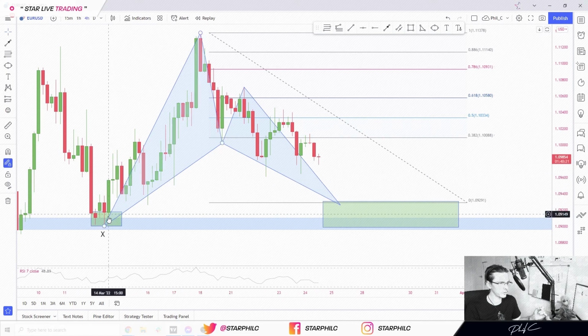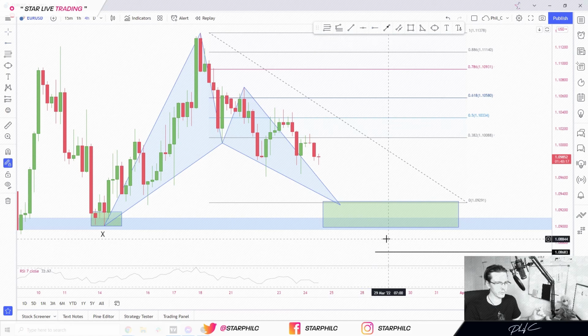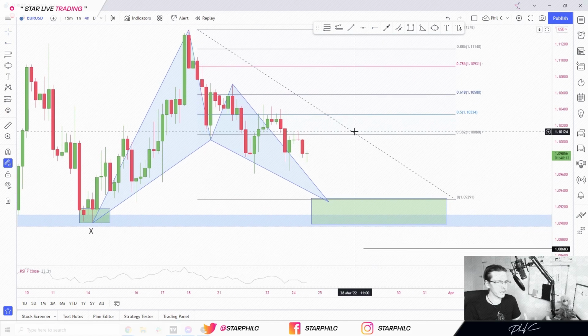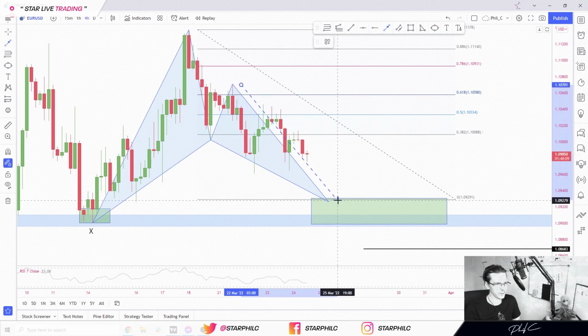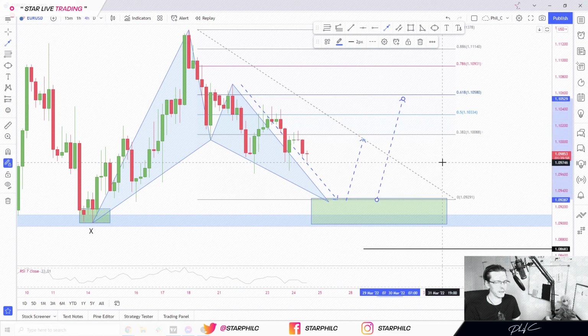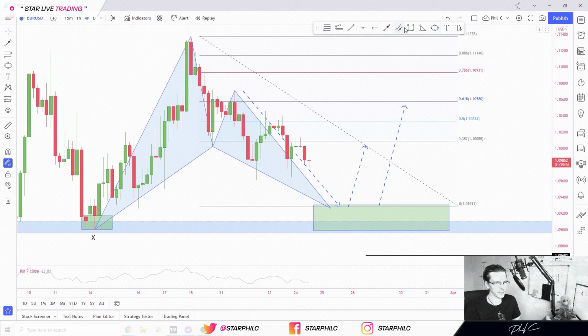Stops are below the X point looking left. So here, my stops will be below our X point, okay? Now, where are our targets? Well, CD completion right here. Let's say price action does turn around at this point. We are looking at our 382 for target 1 and 618 for target 2.